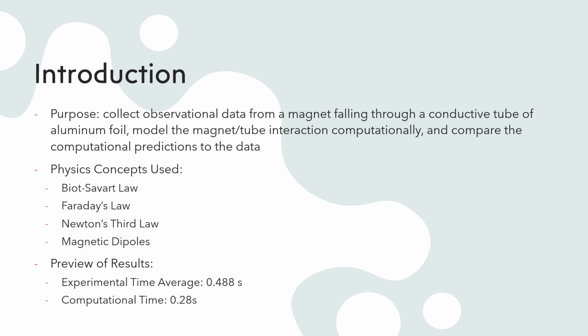The purpose of this lab was to collect observational data from a magnet falling through a conductive tube of aluminum foil, model the magnet/tube interaction computationally, and compare the computational predictions to the data. Some of the physics concepts used within this lab were the Biot-Savart law, Faraday's law, Newton's third law, and magnetic dipoles. A preview of the results: the experimental time average was 0.488 seconds, while the computational time was 0.28 seconds.